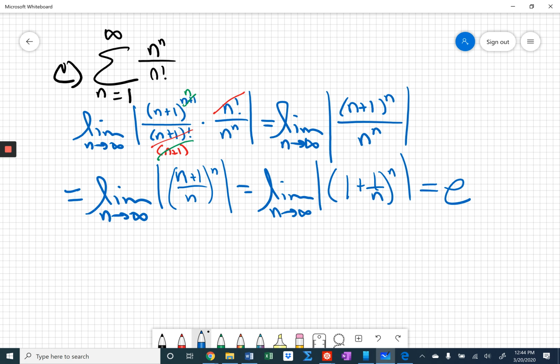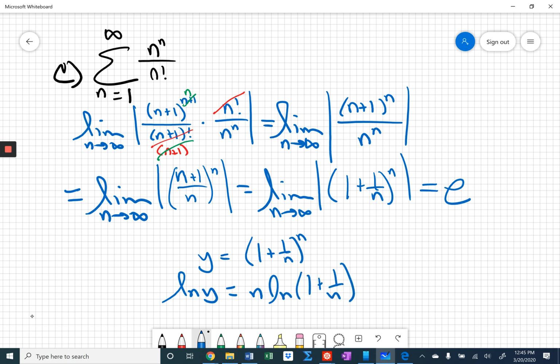I'm not going to take the time to go through it in much detail here, but you can set y equal to 1 plus 1 over n to the n, and then take the natural log of y and get n times the natural log of 1 plus 1 over n. Then take the limit of this expression, rewrite it algebraically, do some L'Hopital's rule, and then undo the natural log, and eventually you'll get e if you do it right. If you need some help with that, let me know. I can send another video some other time to help with that.